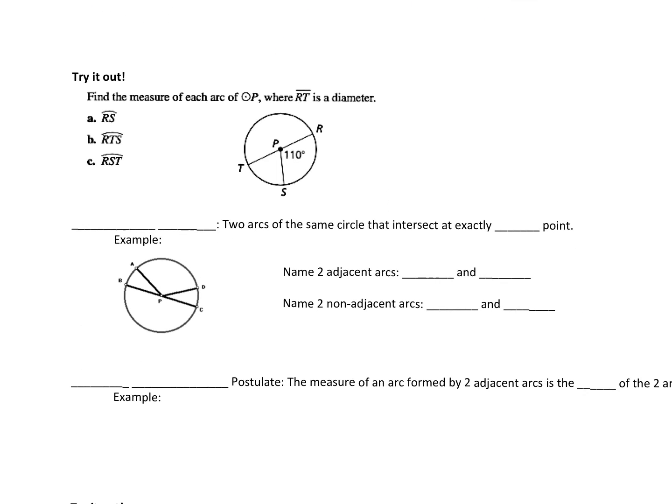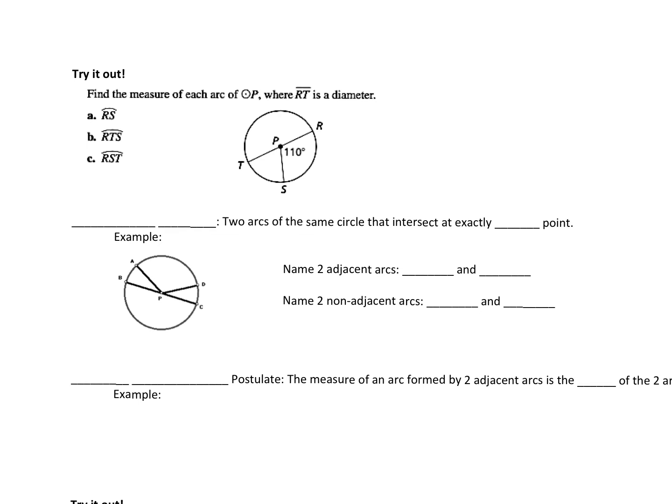So let's try this out. Apply some of this. So RS, well, that's given. That's 110. Now they want RTS. You find the big one. That's the major arc. So we do 360 minus 110. That gives us 250 degrees. The next one is RST. RST being from here to here. If you notice, there's a straight line that goes through the center that meets it. That's a semicircle. And all semicircles are 180 degrees.